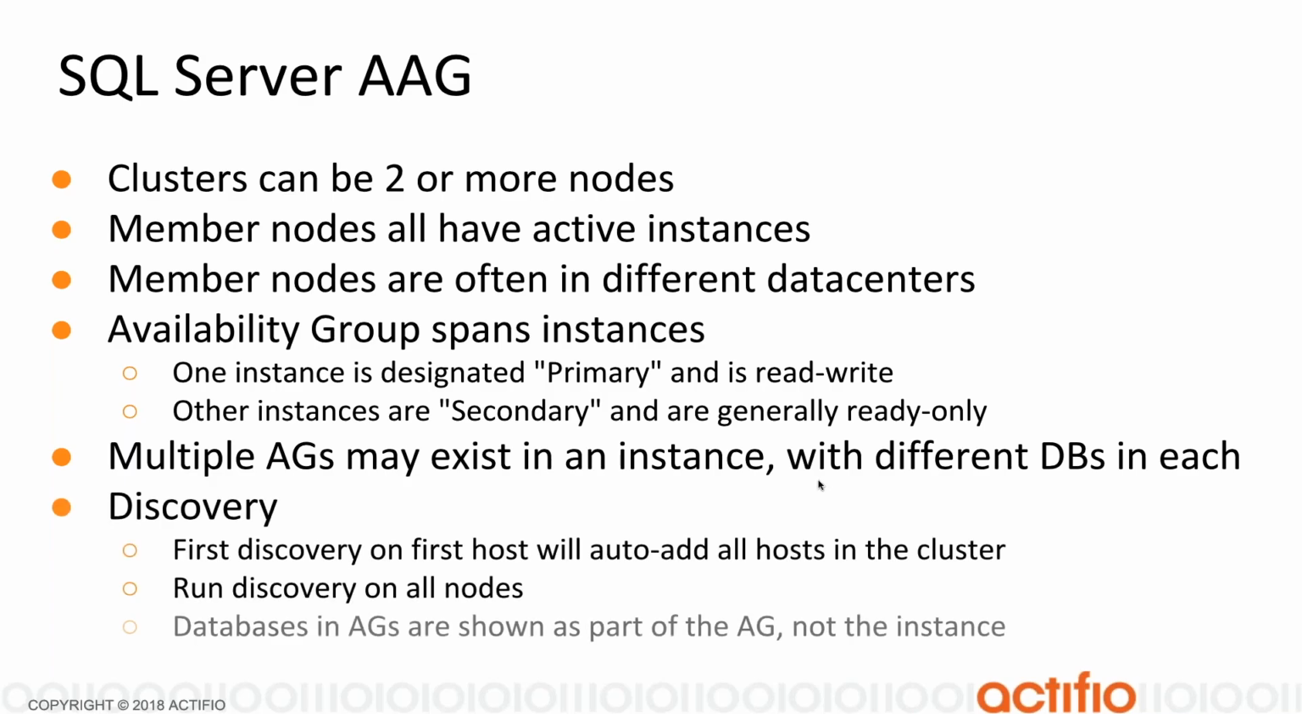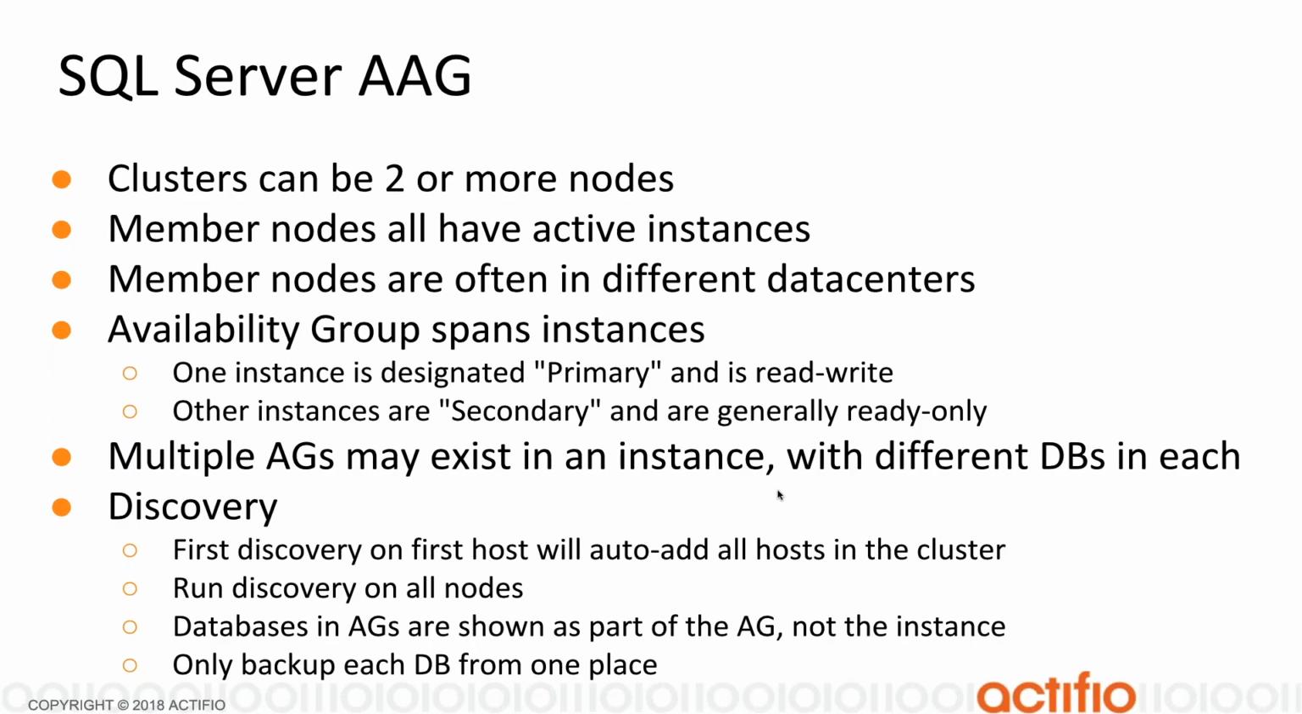Discovery is handled much the same as it is for SQL Server failover clusters, where when you discover on the first host, all of the hosts show up, and then you run discovery on all nodes. Databases that are in availability groups are not shown in the UI under the SQL instance. They're shown under an availability group, and I'll show you that in just one second.